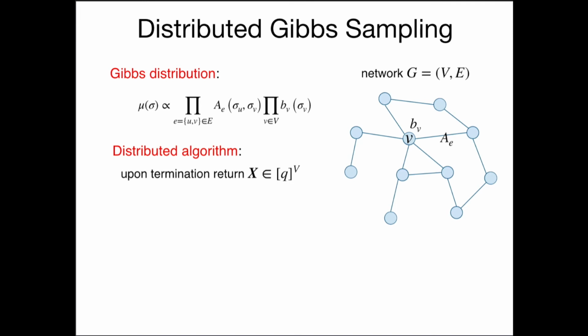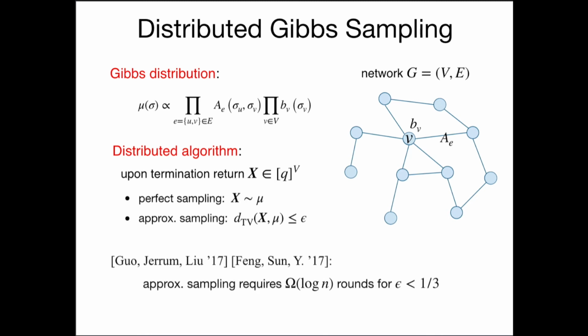Upon termination of the distributed algorithm, a random configuration X is returned, with each vertex outputting its own spin. And for perfect sampling, we require that the output configuration X is distributed precisely as the Gibbs distribution mu of the input graphical model. And for approximate sampling, we require X to be close enough to the Gibbs distribution mu in total variation distance. And an unconditional lower bound says that log n rounds are necessary even for approximate sampling with constant error.